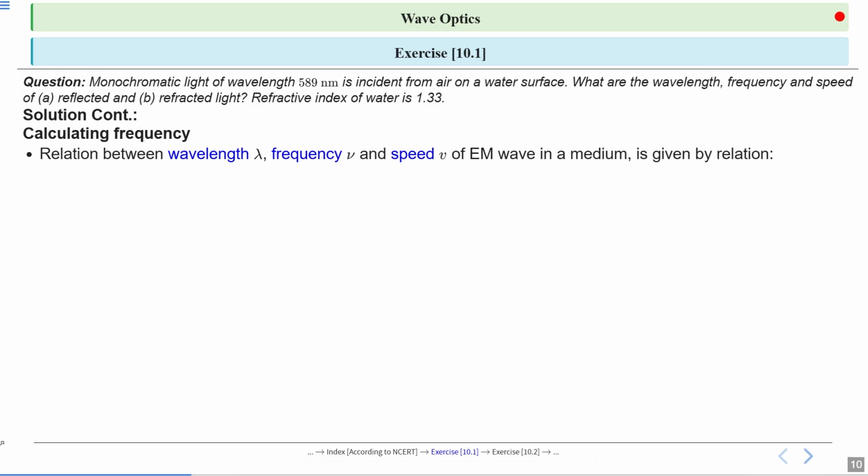Okay, so this relation is given by the equation: frequency equals speed upon wavelength. The formula we are using is frequency nu is equal to speed v upon wavelength lambda. So this tells us that frequency is directly proportional to the speed and inversely proportional to the wavelength. Okay, so this is the relation.